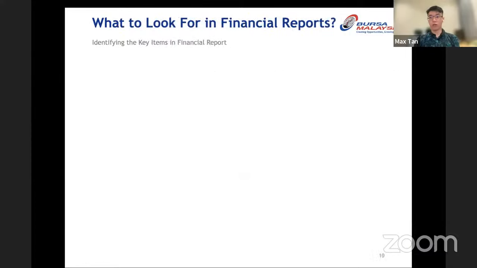So with all these avenues and tools presented to you, now the most important part: what do you actually look for in financial reports, right? The first thing, obvious reason, is the statement of profit and loss. So why do you need to look at the statement of profit and loss? For obvious reasons. Why do you want to invest in a company? Because the company is expected to give you returns. But how does the company give you returns? There are two ways. One, in the form of dividend.